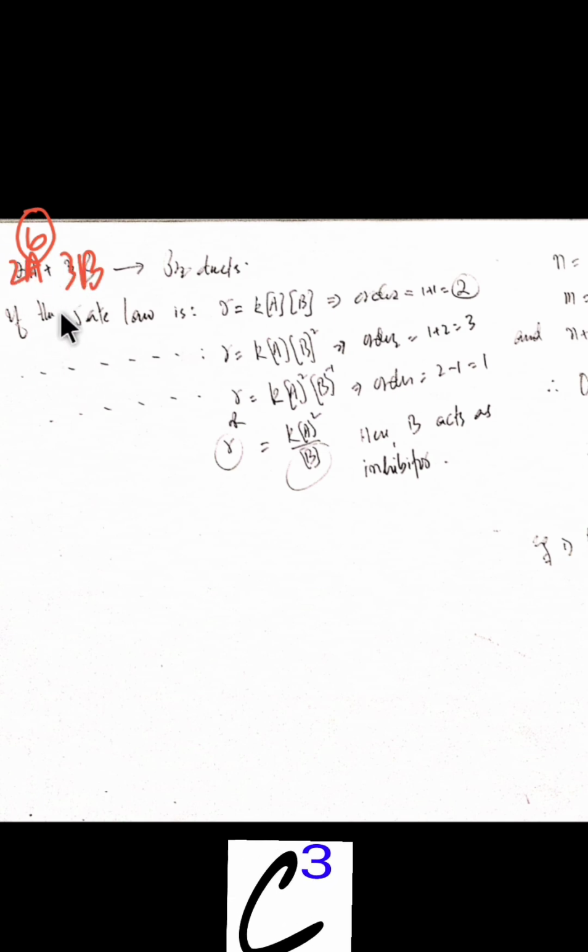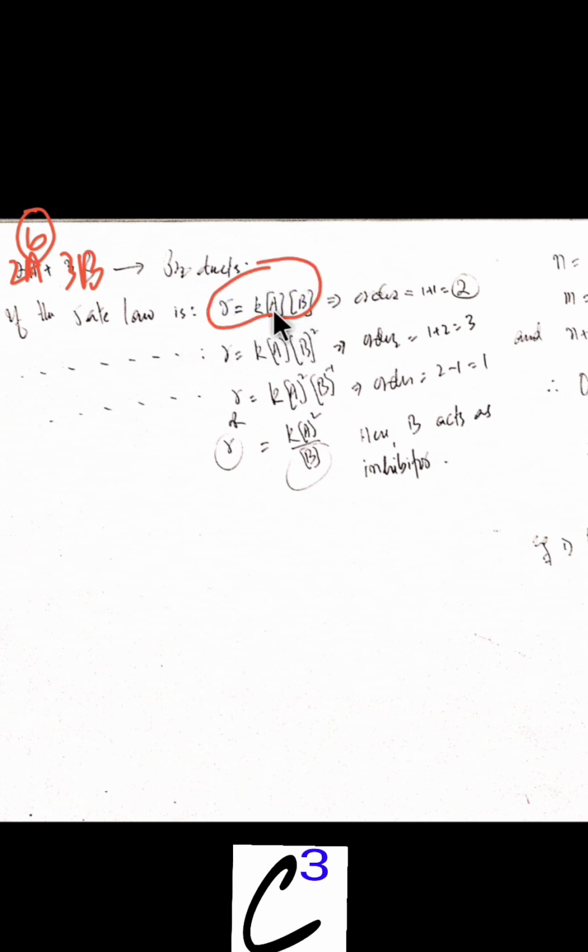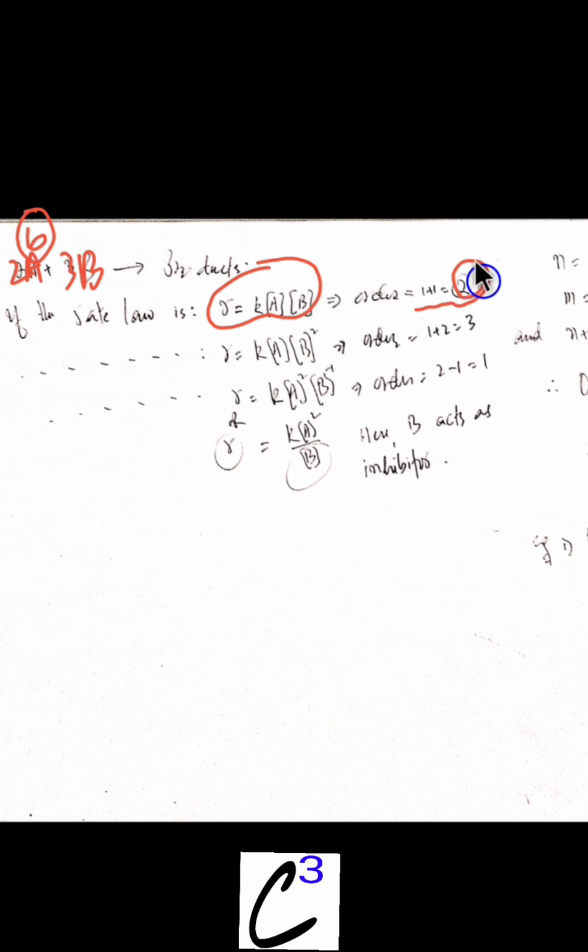Okay, so if the rate law of this particular reaction is given like this, R is equal to K[A][B], then the order with respect to the reactant A will be 1, the order with respect to the reactant B will be 1, and the order of this particular reaction is equal to 1 plus 1, that is 2.